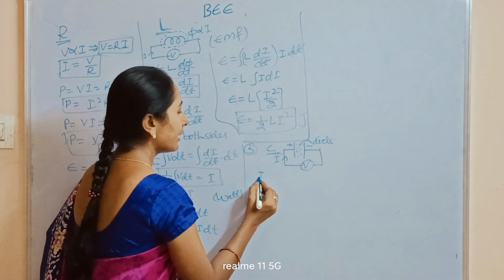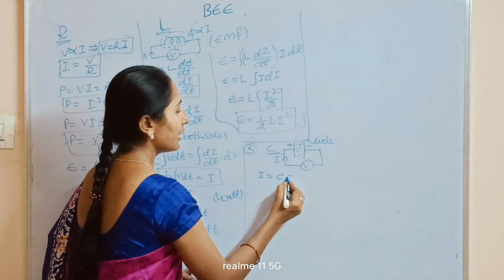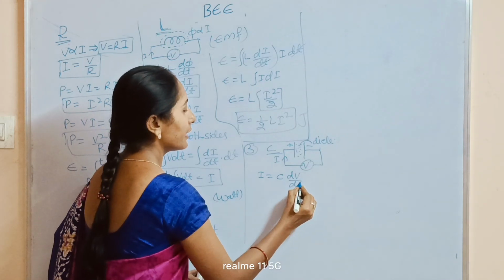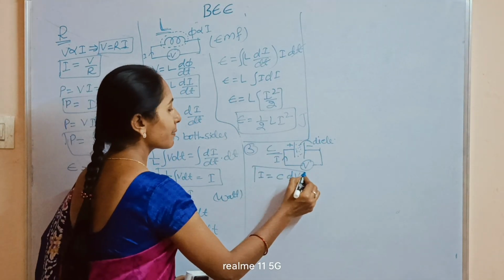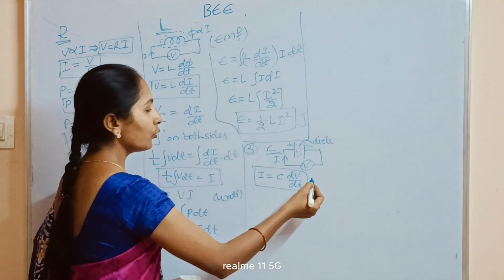So that current is equal to C into dV by dt. It always opposes the sudden change in voltage. So the current expression is completed. Now coming to voltage.